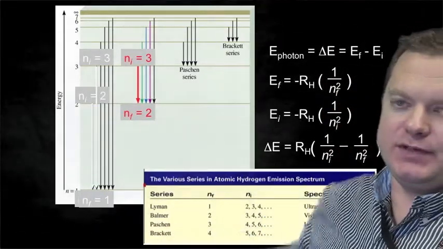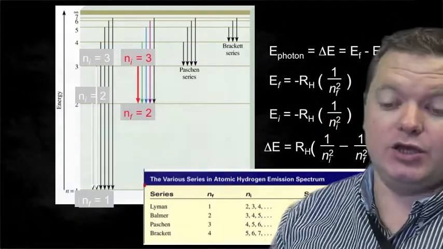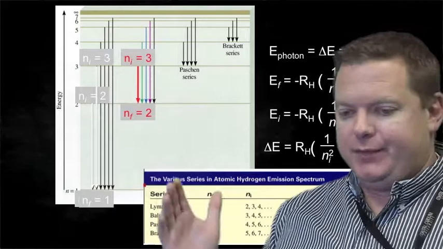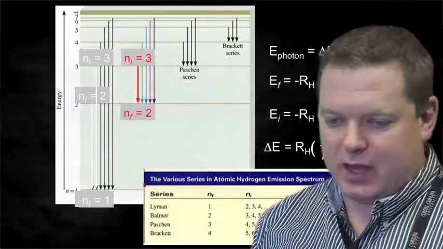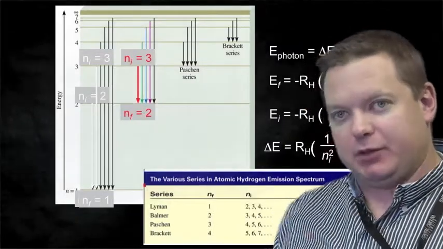We've named these different series for the hydrogen atom. Again, you should be able to do this calculation. You don't necessarily need to know that transitions to the first level are always the Lyman series or whatever. That's not as important. Just be able to do this calculation.